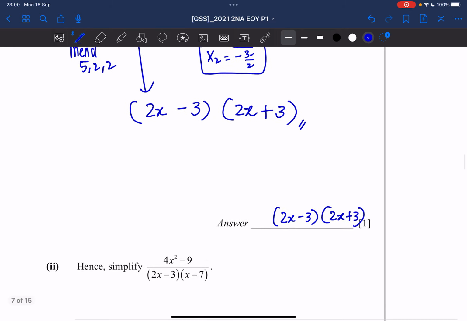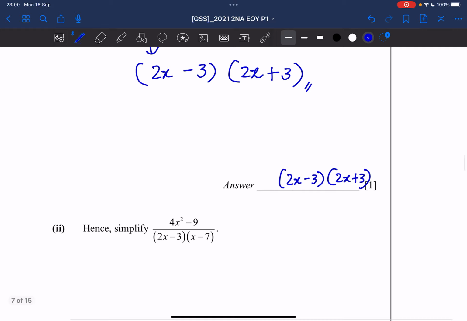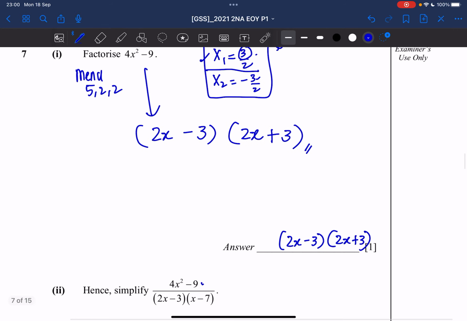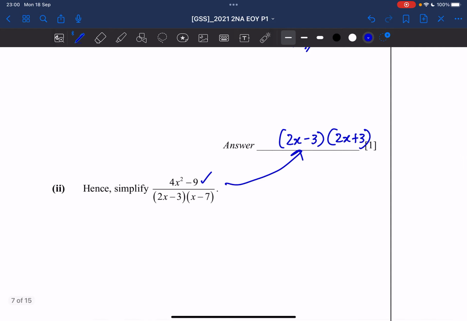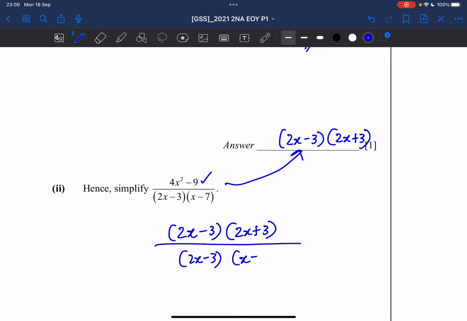Okay, now let's move on to part 2. Now part 2, we need to simplify. So actually the numerator, the answer is just this. So what we need to do is just do replacement: 2x minus 3, 2x plus 3, over 2x minus 3, x minus 7.